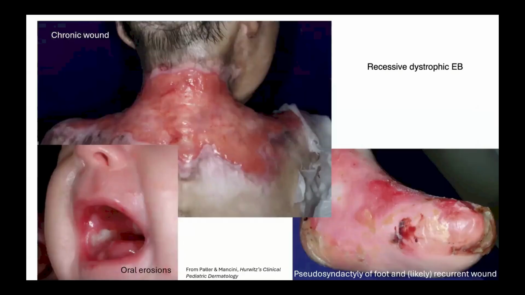These are some more photos of recessive dystrophic EB. You can see this chronic wound on the upper back, which is an area of pretty frequent friction just from sitting and laying. In this picture down here, you can see the pseudosyndactyly, previously called mitten deformity, of the foot. And then you can see some chronic wounding, blistering here as well as some hyperkeratosis. You can also see these oral erosions in this baby's mouth. And in fact, you can even see on the tongue that lack of the lingual papillae, which is a clue to the diagnosis of RDEB in a newborn.